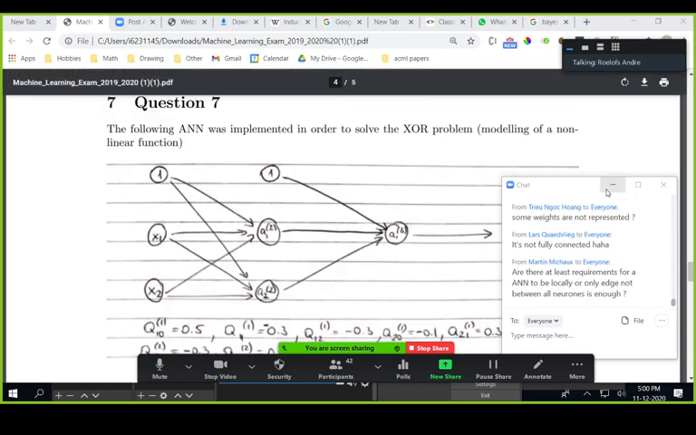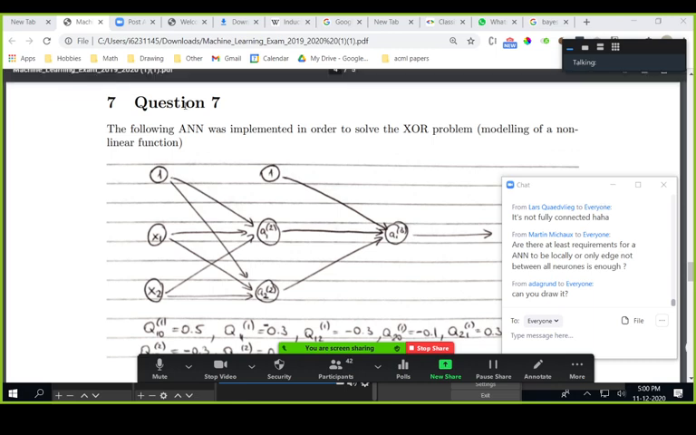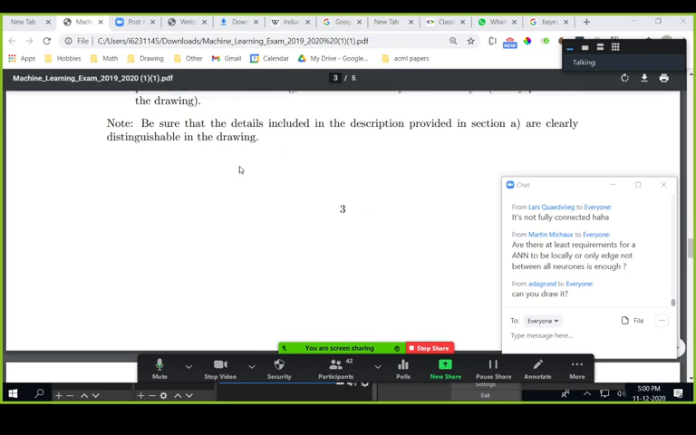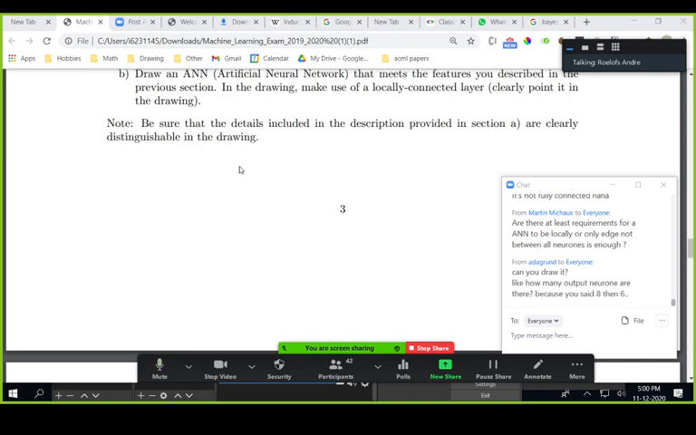Okay, the question: are there requirements for an area to be locally connected, on the edge, not between all neurons, is that enough? Can you draw it? No, I can't. I literally will not have enough space, and it would be a huge waste of time. But what I already drew basically says it. A fully connected layer simply means that all neurons are connected to every other neuron in the next layer. A locally connected layer means that it's not true.